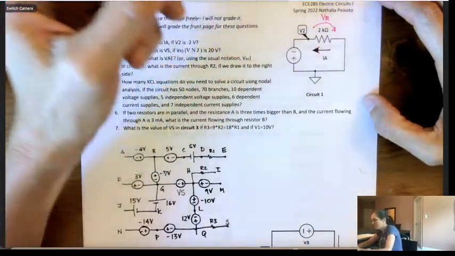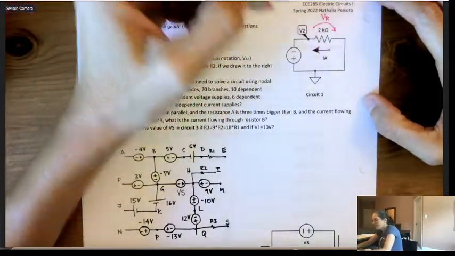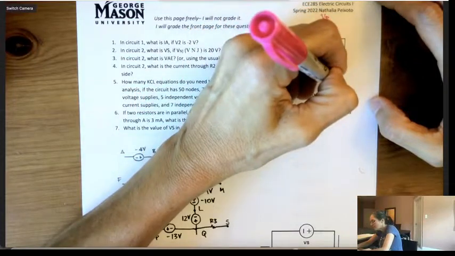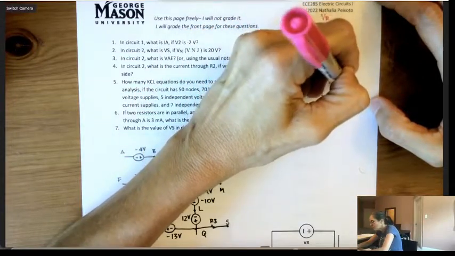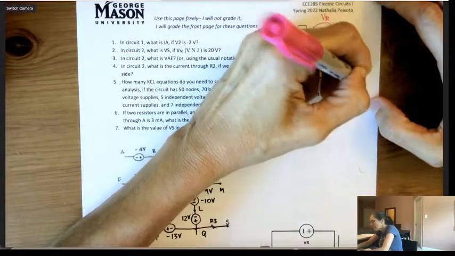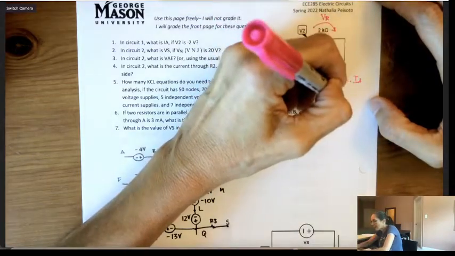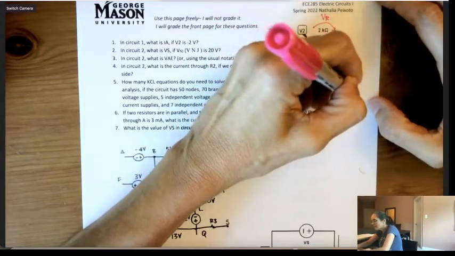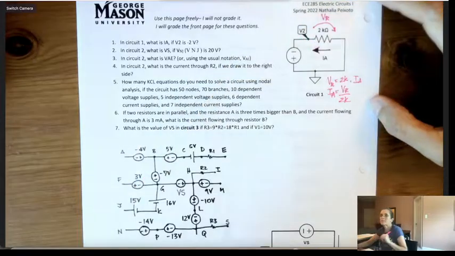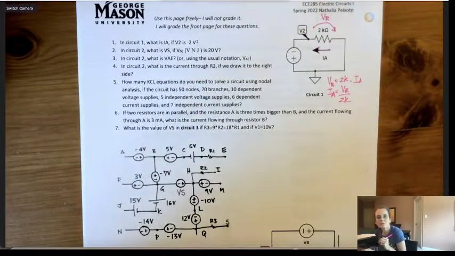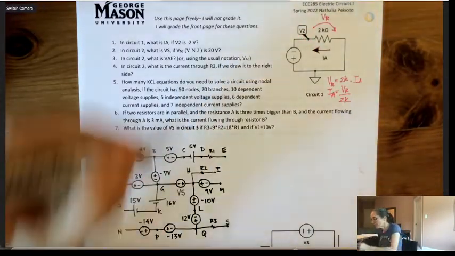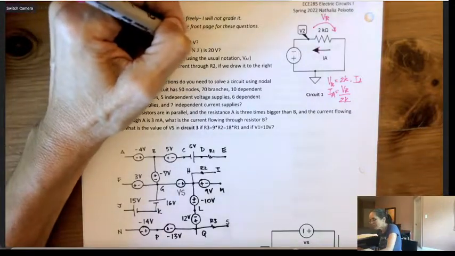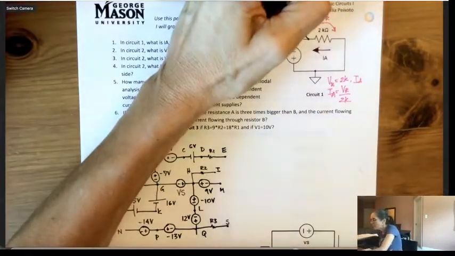VR will be 2K times IA, and therefore IA will be the voltage across that resistor divided by 2K. Now the only question is, what is the voltage across that resistor? And we know the V2 here is given as minus 2 volts.